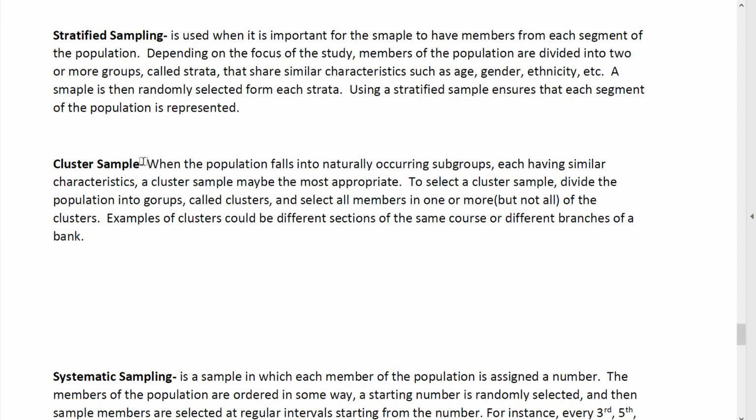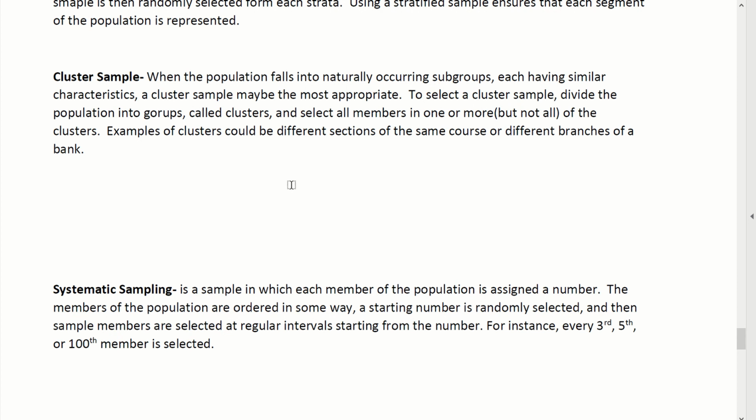In cluster sampling, the quantifiers are switched. We choose some clusters, but then you choose all members from that cluster.